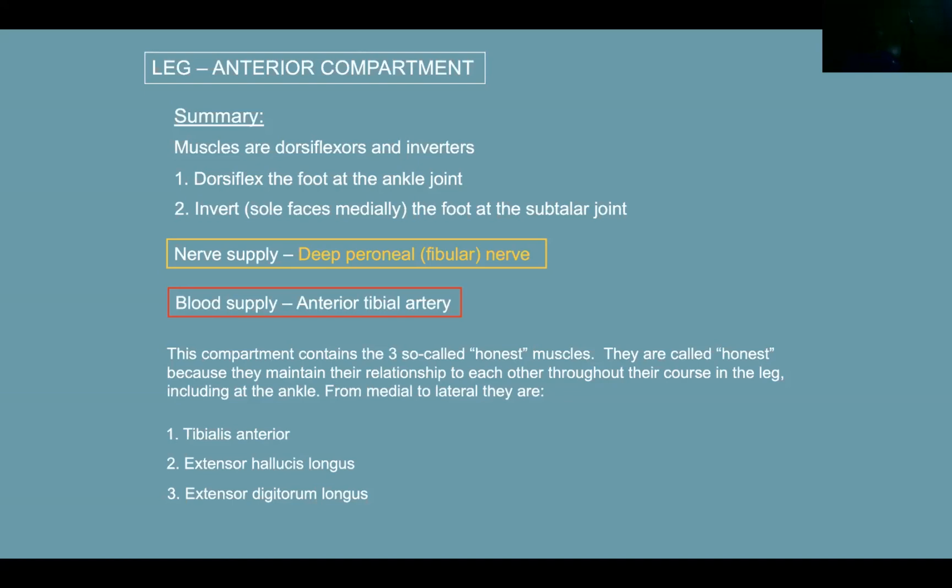And their job is what? They are dorsiflexors. And who controls them? The deep fibular nerve, branched from the common fibular nerve, branched from the sciatic nerve, coming from the sacral plexus. Are we good so far? So that's the nutshell of the anterior compartment of the leg.